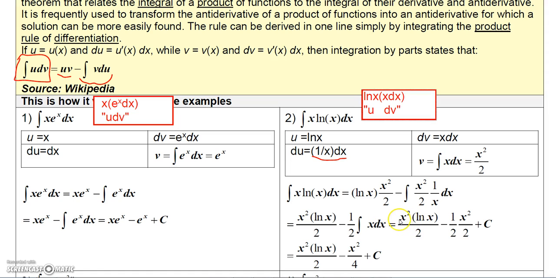So I'll go ahead and bring my first term over, x squared natural log of x over 2, and then don't forget I have minus 1/2 times this integral, and when you integrate x, you get x squared over 2, and then of course plus a constant. Let's bring this down one more time: x squared natural log of x over 2, and then when you multiply minus 1/2 times x squared over 2, you get minus x squared over 4, plus the constant. And so now we have integrated it. What this does is break it up into two terms, where one term is an integral that we can deal with. So that's basically how this is going to work.